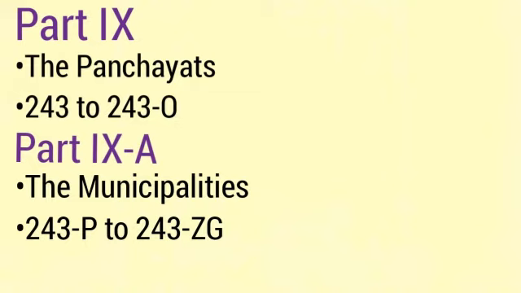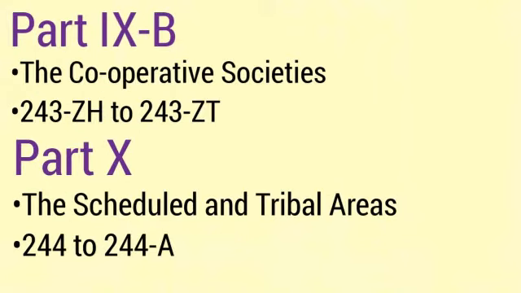Part 9 is the Panchayat, articles 243 to 243O. Part 9A, the Municipalities, articles 243P to 243ZG. Part 9B is the Cooperative Societies, articles 243ZH to 243ZT. Part 10 is the Scheduled and Tribal Areas, articles 244 to 244A.